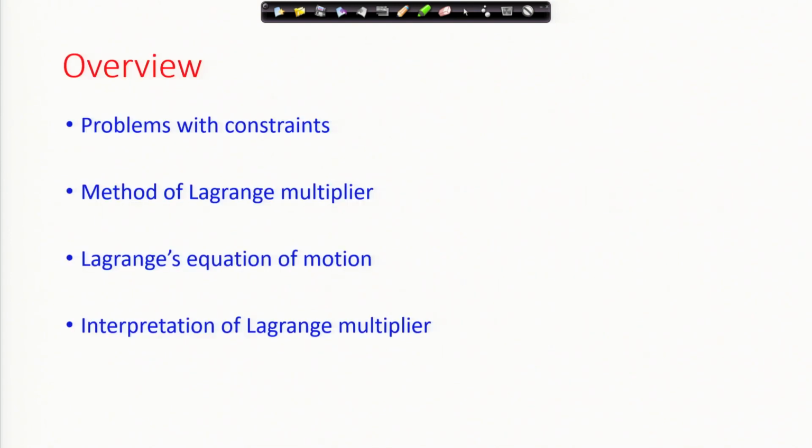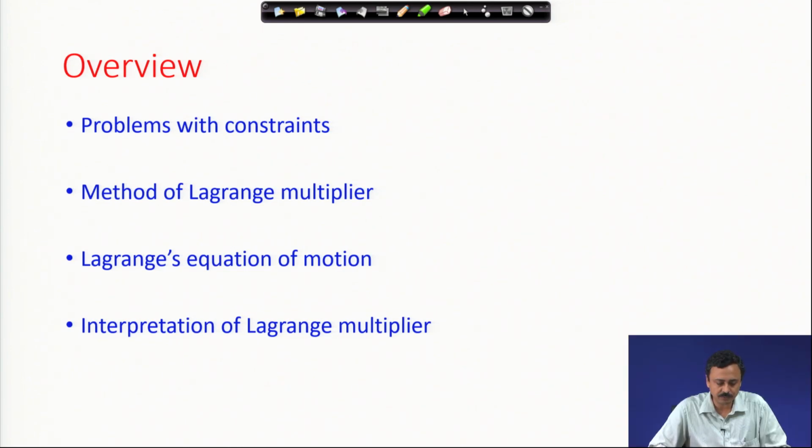We are going to continue our discussions on systems with constraints. We had started discussing problems with constraints and used the method of Lagrange multiplier and derived the equations of motion. And in the last lecture, I had also discussed the interpretation of Lagrange multiplier and how that is used in finding out the constraint forces.